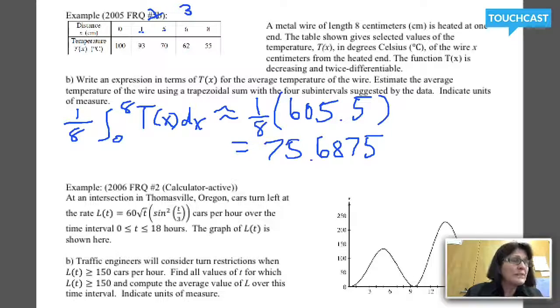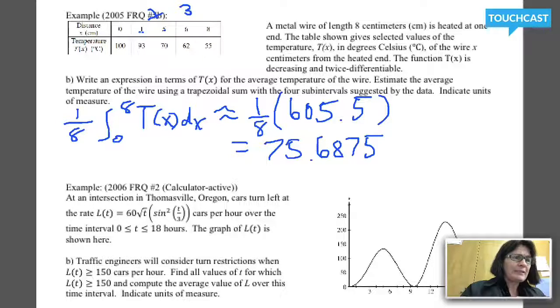So I need you to be checking your answers like that to make sure that the answer you get really feels like it could be the average of the values. Even though you're missing most of the values, does it kind of feel like it really could be the average of the values? Does it seem like the average temperature of that wire could be 76 degrees? It kind of seems like that makes sense.